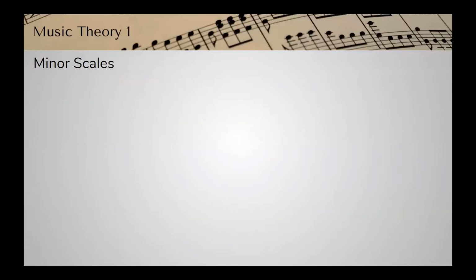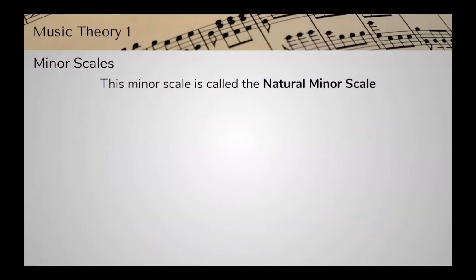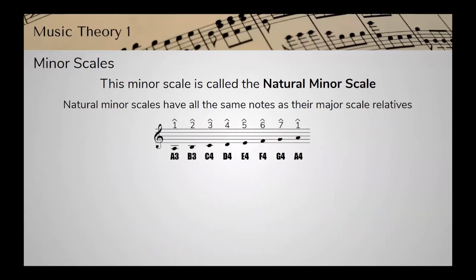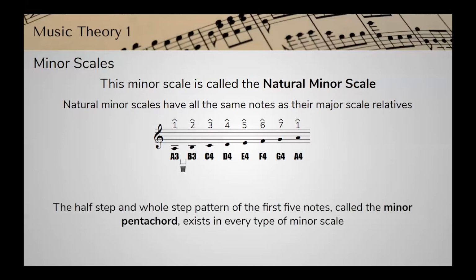Okay, so that's what we call a natural minor scale, because it has all the same notes as its major scale relative. Okay, here it is, and you can see that our scale degree numbers now start on the A instead of the C. And the pattern we want to remember is the half step and whole step pattern of the first 5 notes. And we call this the minor pentachord. This is the same between all of our different forms of minor. It won't change. So this is the one we want to memorize.